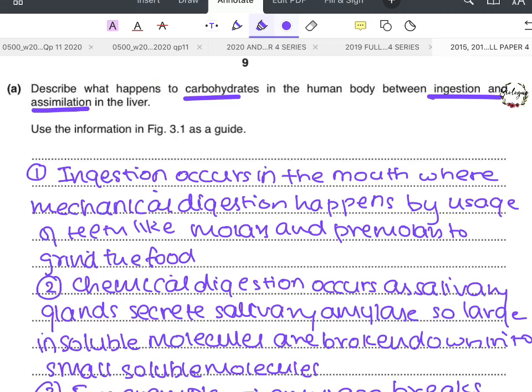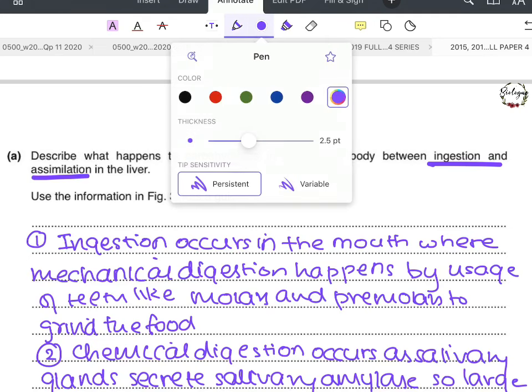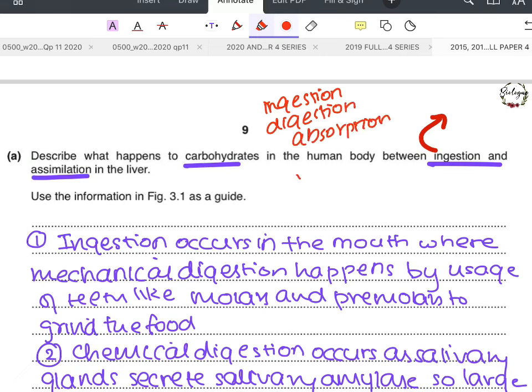So let's begin. The question asks you to describe what happens to carbohydrates in the human body between ingestion and assimilation in the liver. So how will you do this? First off, they say ingestion and assimilation. So let us broadly divide this. This entire thing consists of, firstly, you have to talk about ingestion itself. Ingestion, digestion, absorption and assimilation. Okay, these are the main things.